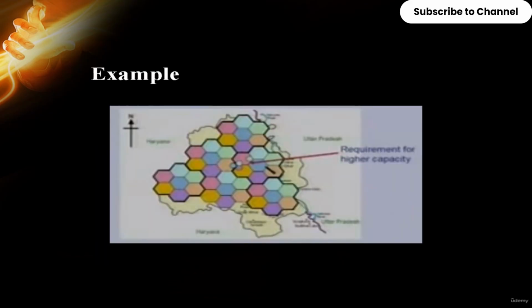And here is another example, the requirement of higher capacity. These bigger cells are further divided into smaller cells. Smaller cells are used based on the particular necessity.